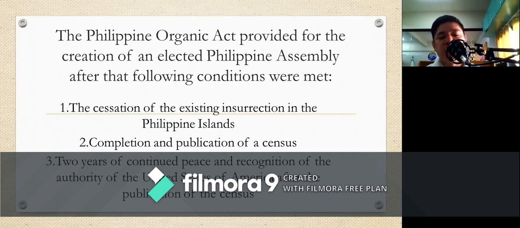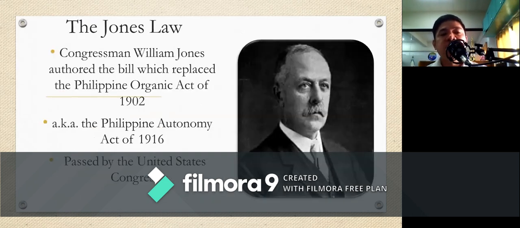So, how about the Jones Law? What is the Jones Law? Congressman William Jones authored this bill, which replaced the Philippine Organic Act of 1902. Actually, the Jones Law is also known as the Philippine Autonomy Act of 1916.